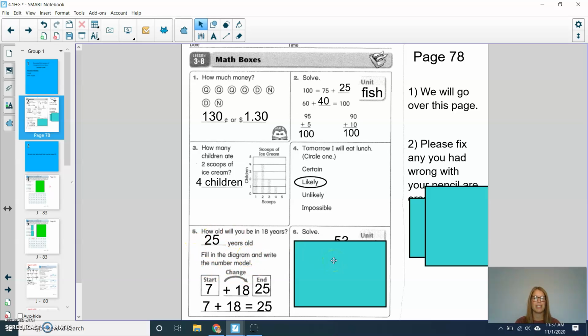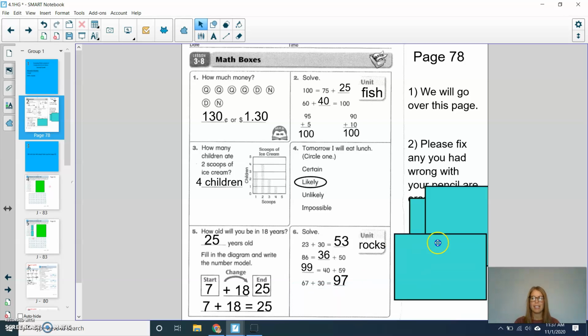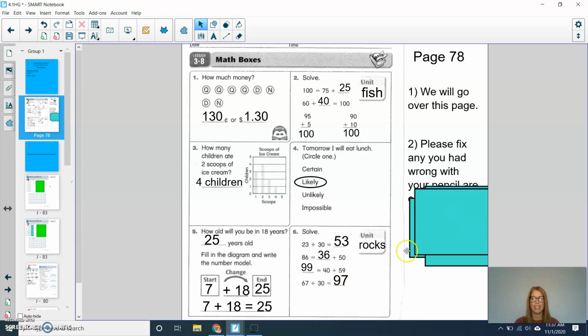For question number 6, solve. So 23 plus 30 more equals 53. 86 equals 36 plus 50. 99 equals 40 plus 59. And 67 plus 30 equals 97. And the unit that I chose to use was rocks. So please double check to make sure that you have this correct before moving on to our next page.